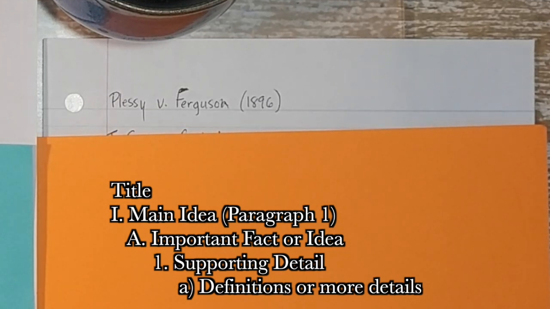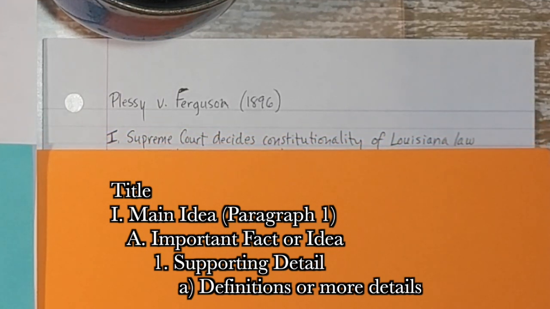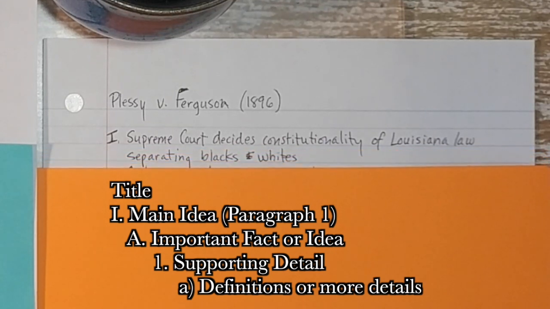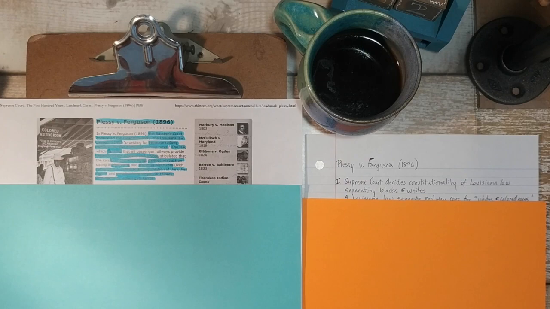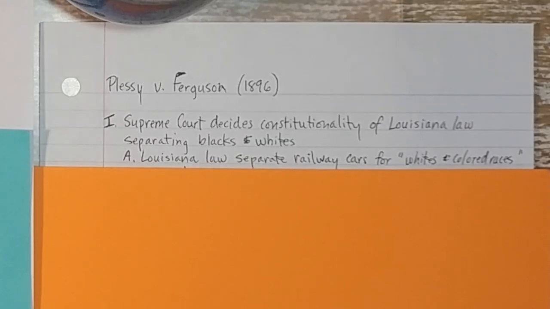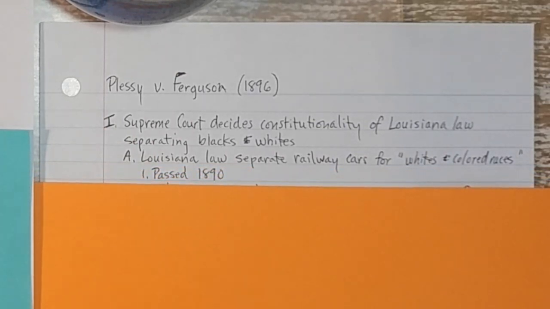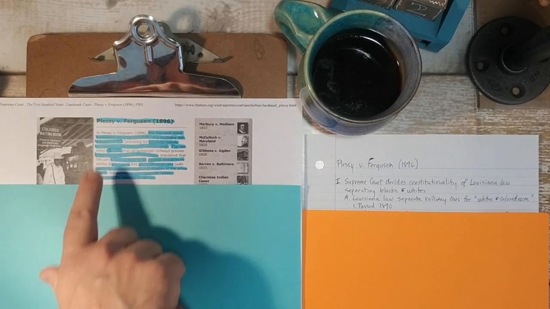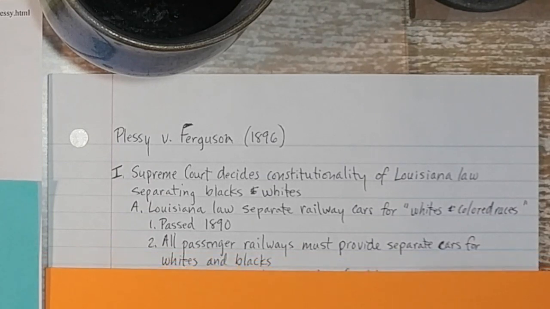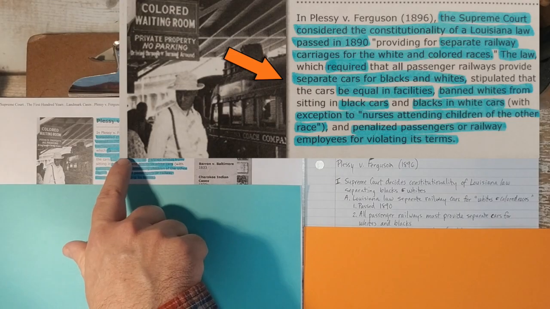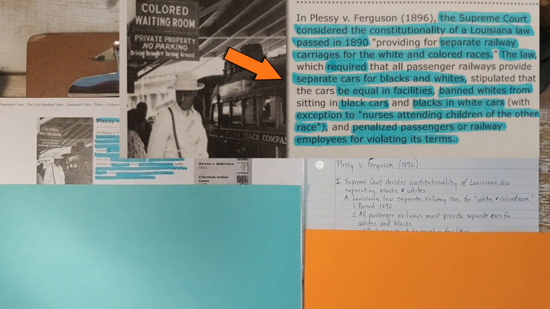Let's go ahead and take a look at the first one, which is the Supreme Court decides the constitutionality of Louisiana law separating blacks and whites. So I'm just looking right here. Okay. So I'm going to do a little bit of a breakdown. Louisiana law, this is A, separate rail cars for whites and colored races. That was passed in 1890, so I'm just right here. All passenger railways must provide separate cars for whites and blacks. Okay, just right here. A, rail cars must be equal in facilities.